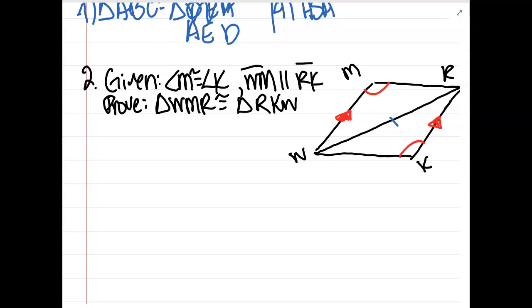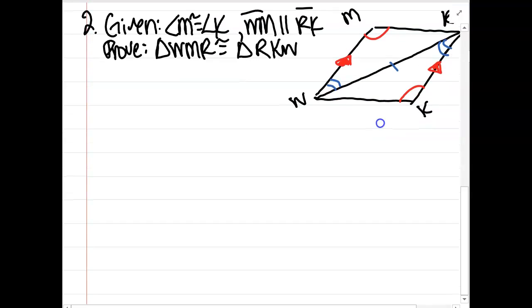Leo? You could get angle KRW and angle MWR. There we go. I could get that those are congruent. How do you know those are congruent? Alternate interior. They're alternate interior angles. Okay? So look at the information. Let's see if that is enough to prove these triangles are congruent. What do I have? Angle, side. We're good. Okay? So let's copy that down.